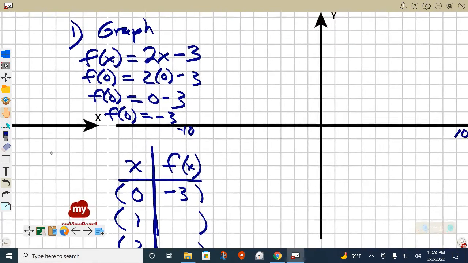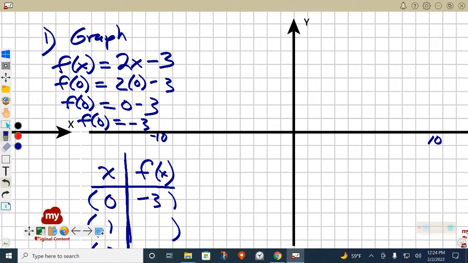Guess what I'm going to do? I'm going to plot that puppy. I'll plot it in red. 0, negative 3. 0 on x, so I don't go anywhere left and right. I go down negative 3. I'm trusting you remember how to graph simple points from Math 1 in junior high days. If not, talk to me later. I'll give you a little review lesson.